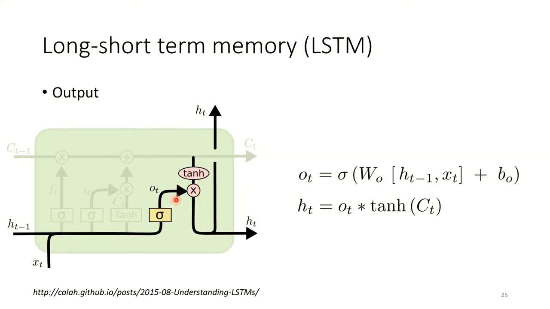That decision is based on the current information and the past information, because we have these weights here which will learn this. We'll have values between 0 and 1. We'll take the cell state and multiply by these values, so some of the information will be filtered out and some of it will stay. We'll keep that and generate the output. So that's how this output layer works.